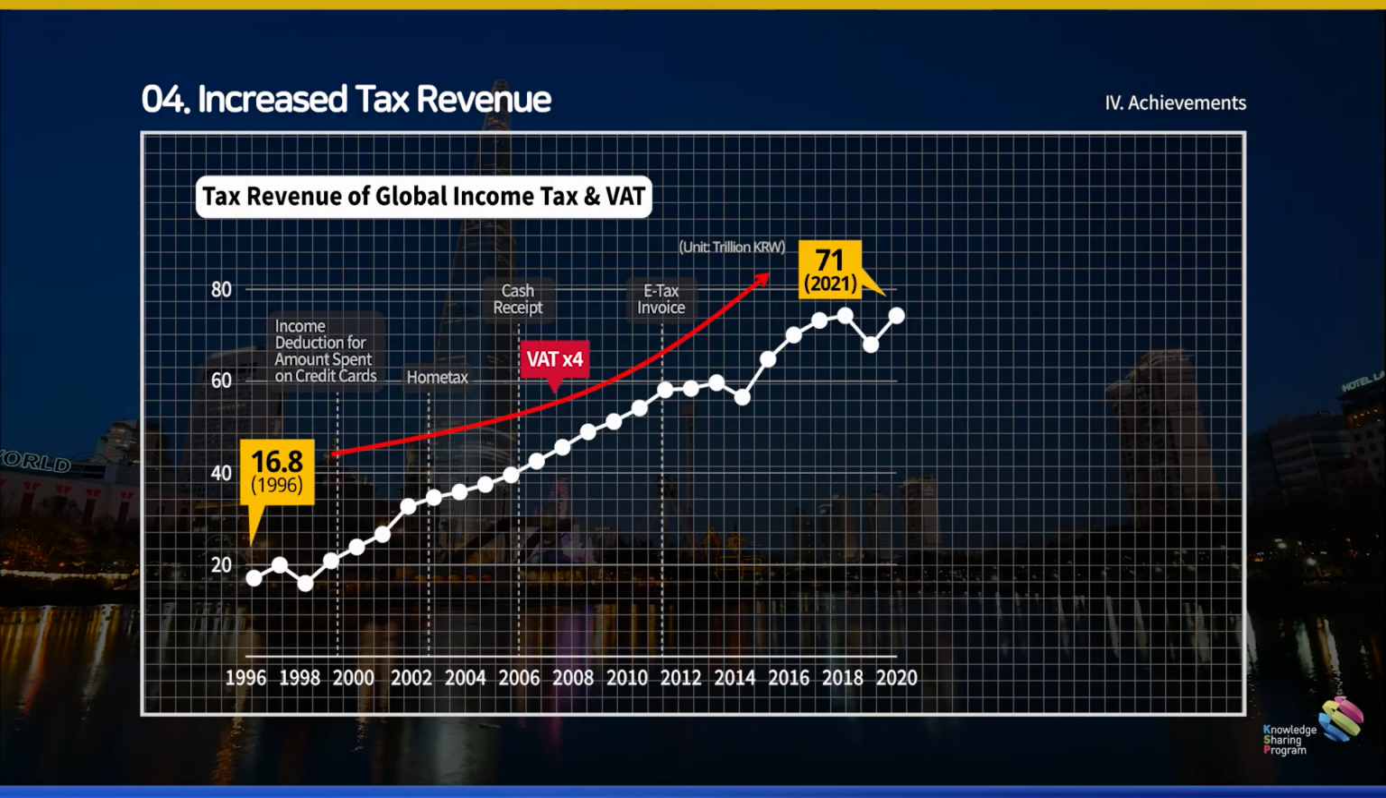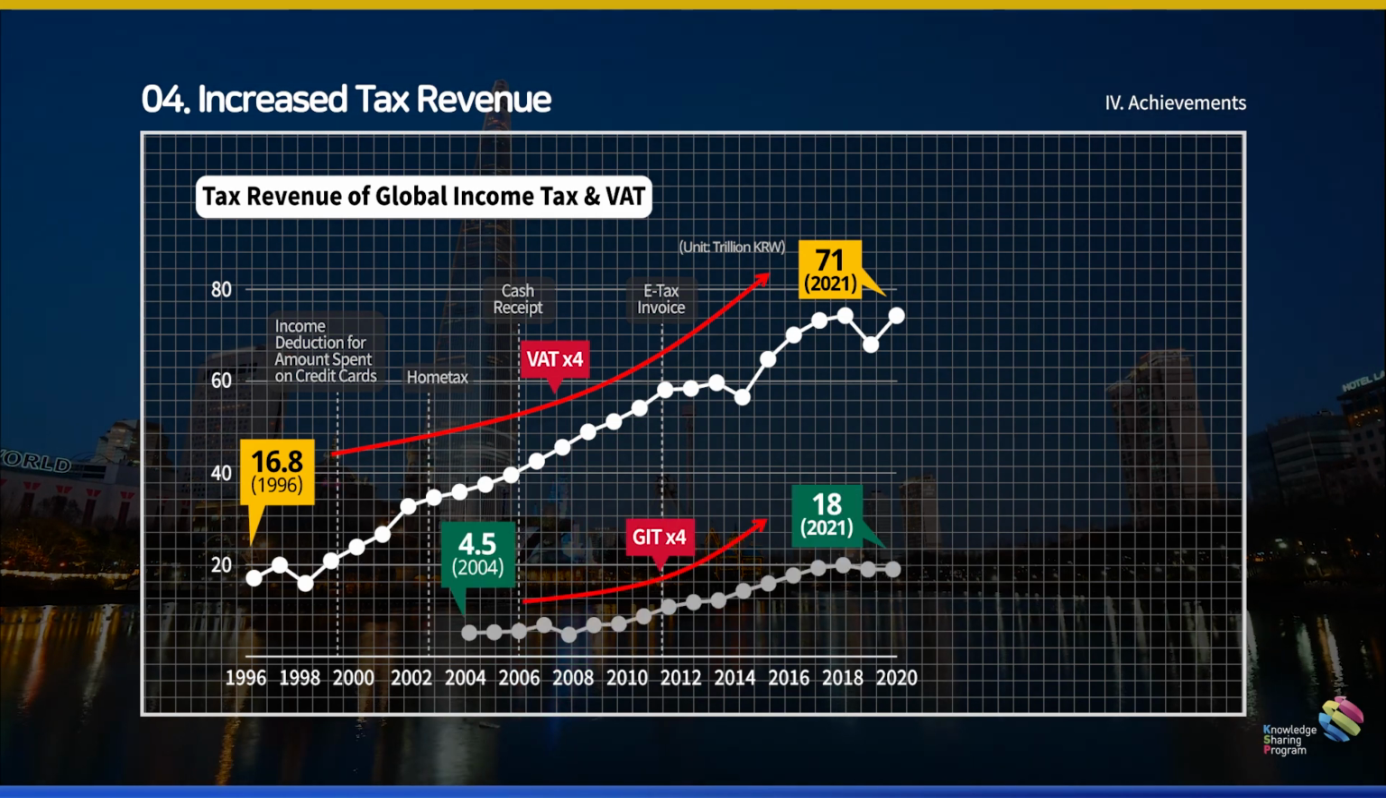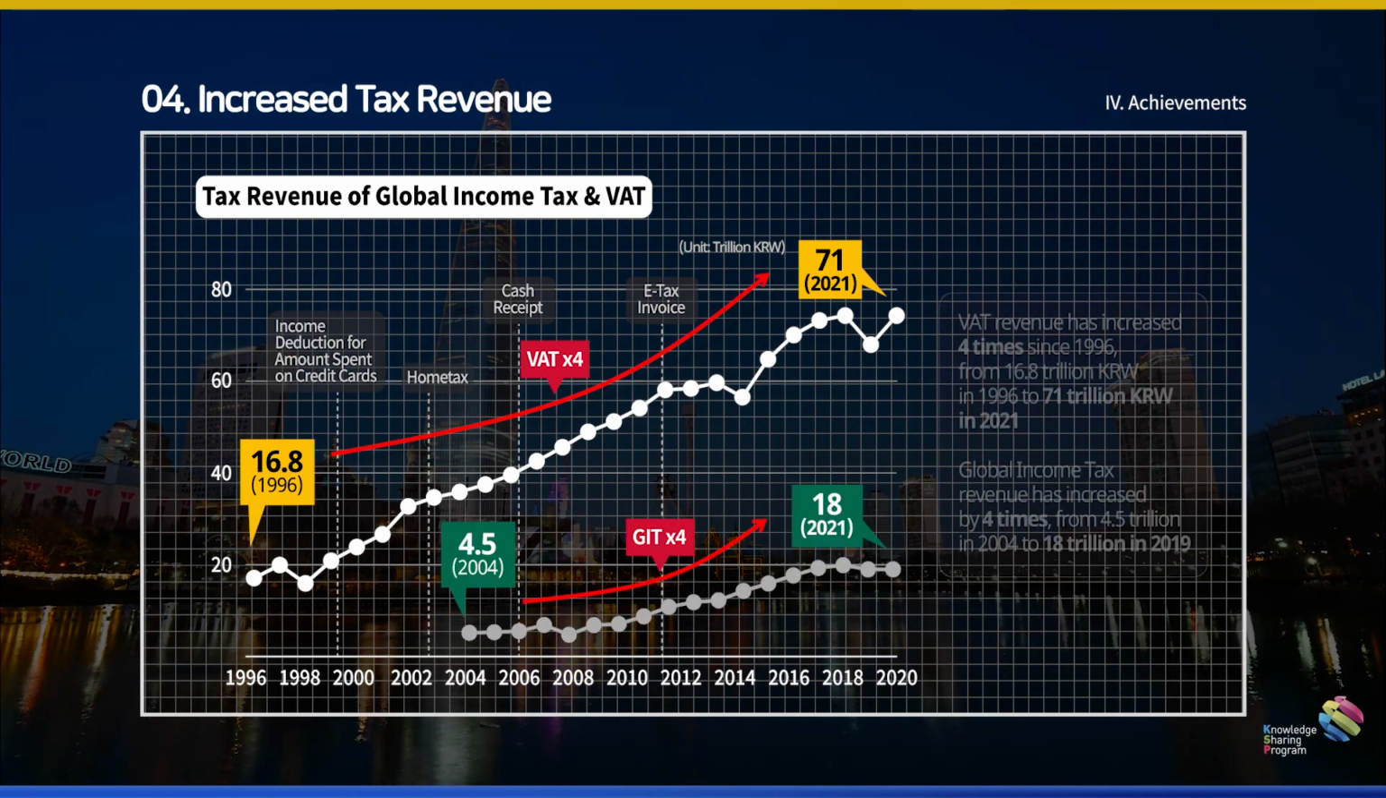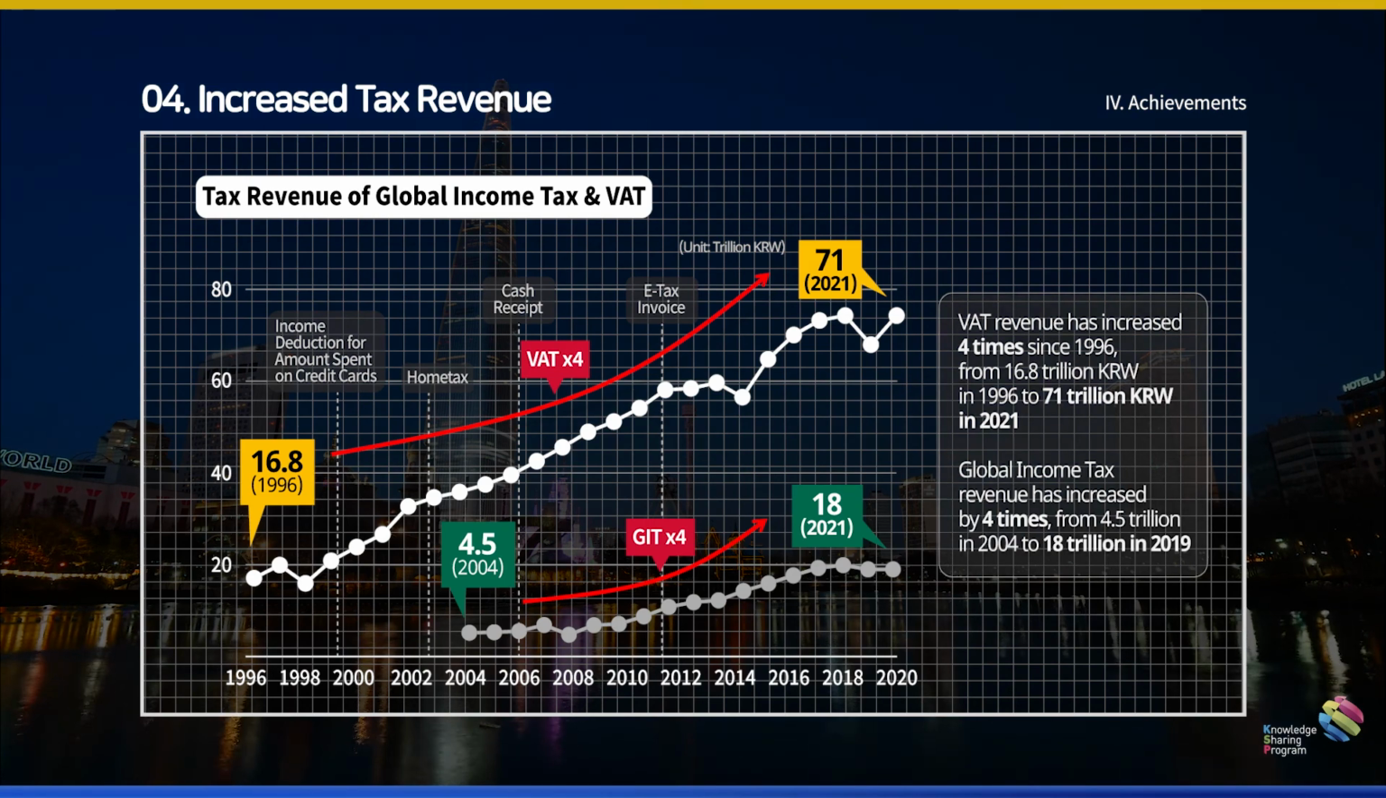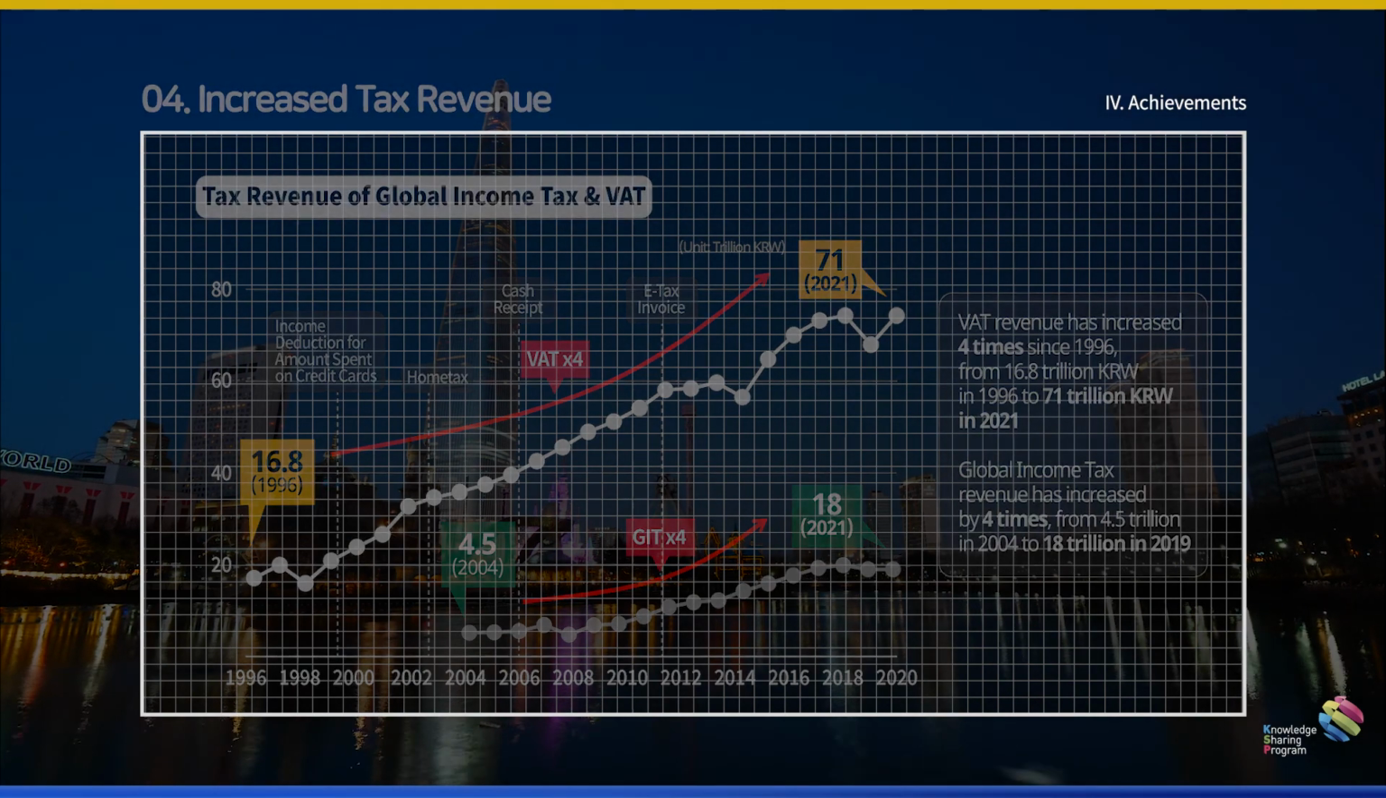For instance, VAT revenue has increased fourfold since 1996, from 16.8 trillion Korean won to 71 trillion Korean won in 2021. Likewise, the global income tax revenue increased by 4 times as well, from 4.5 trillion Korean won to 18 trillion Korean won in 2021.